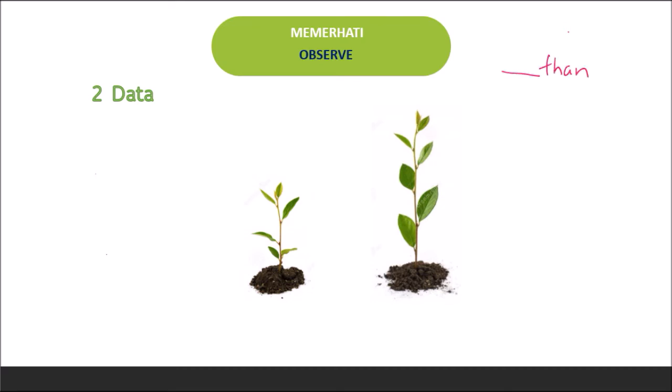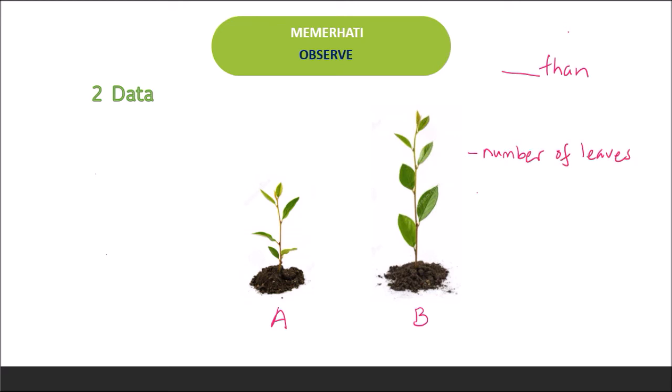Okay, for example, I give you two plants here, plants A and plants B. So how to do an observation for this study? You just see and compare between these two plants. So we can say that the number of leaves for plants A is less than the number of leaves for plants B. The first one, we compare the number of leaves.